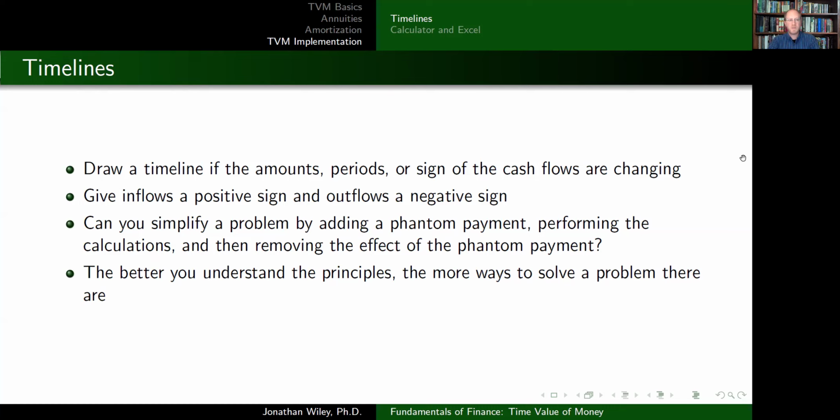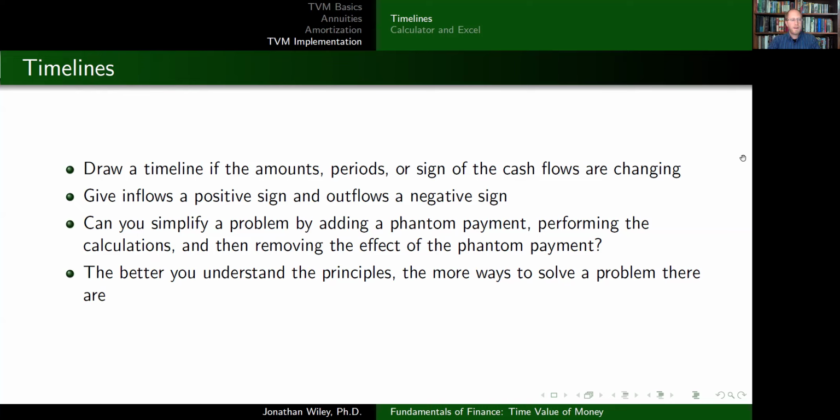So if you were finding the present value of a series of cash flows, for instance, and adding in one payment in year five would turn the whole thing into an annuity, then you could put in a phantom payment, calculate the value as an annuity, and then just subtract out the present value of one payment in year five at the end of your present value calculation. It's not something you'll necessarily do a lot, but sometimes you can simplify things if you're strategic about it.